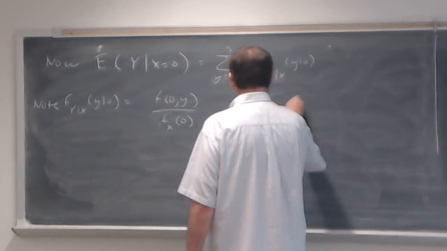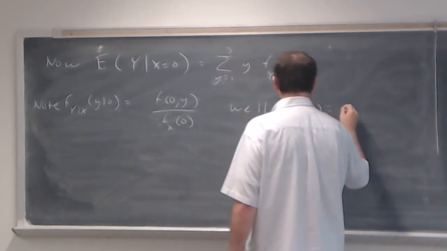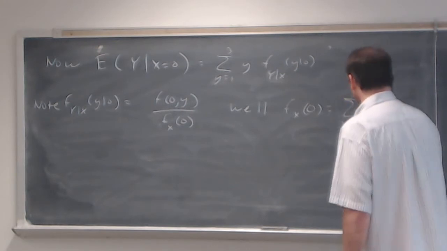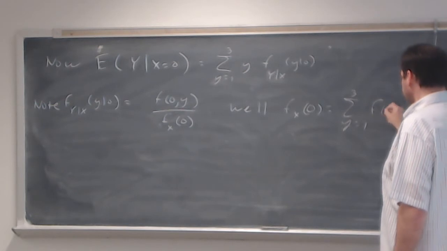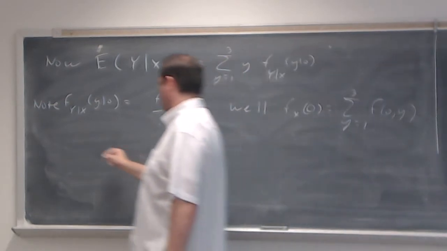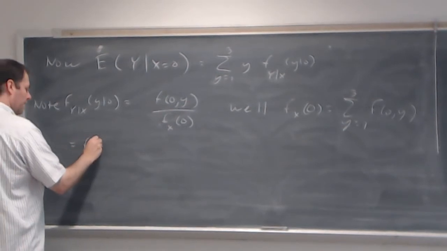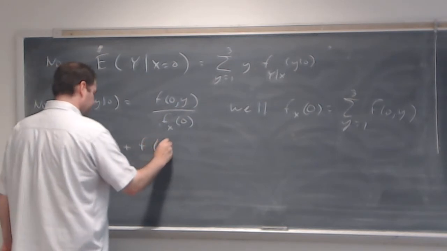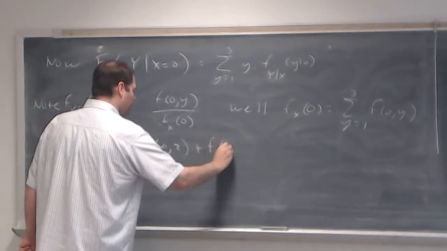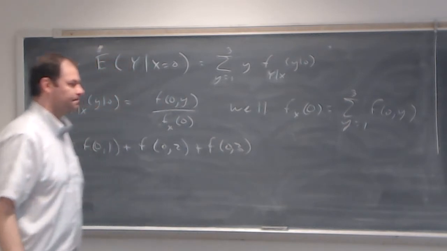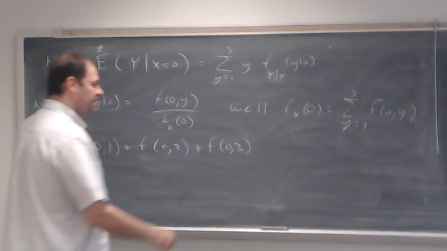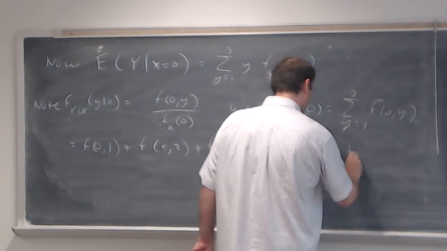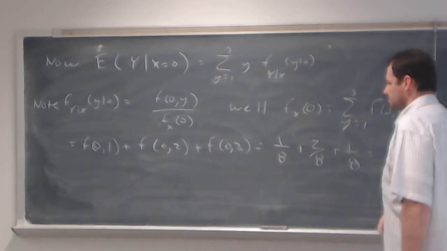Well, f sub x of 0, so how do I find f sub x of 0? It's the sum over all y values, so it's 1 to 3. Here it would be f of 0, y, which equals f of 0, 1 plus f of 0, 2 plus f of 0, 3. Look back at the chart. X is 0. So I'm looking at the chart: 1/8 plus 2/8 plus 1/8. And it ends up being a half.